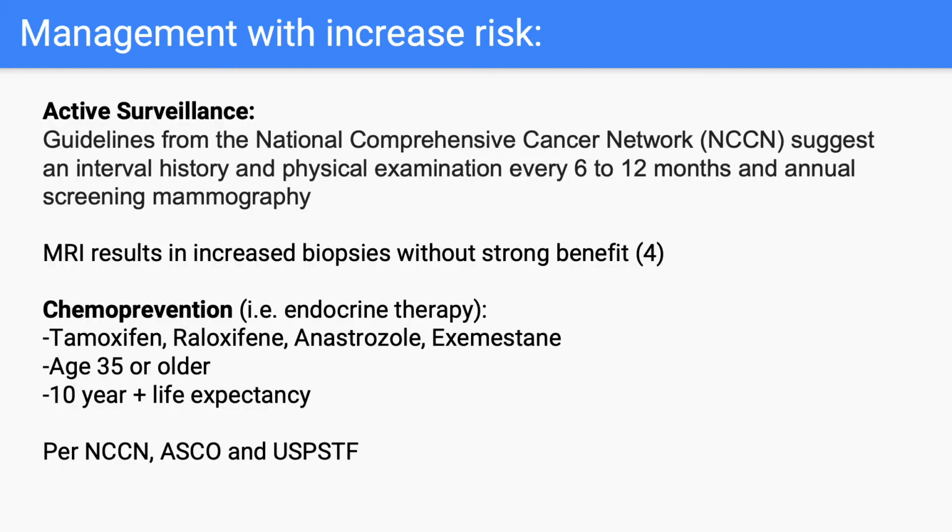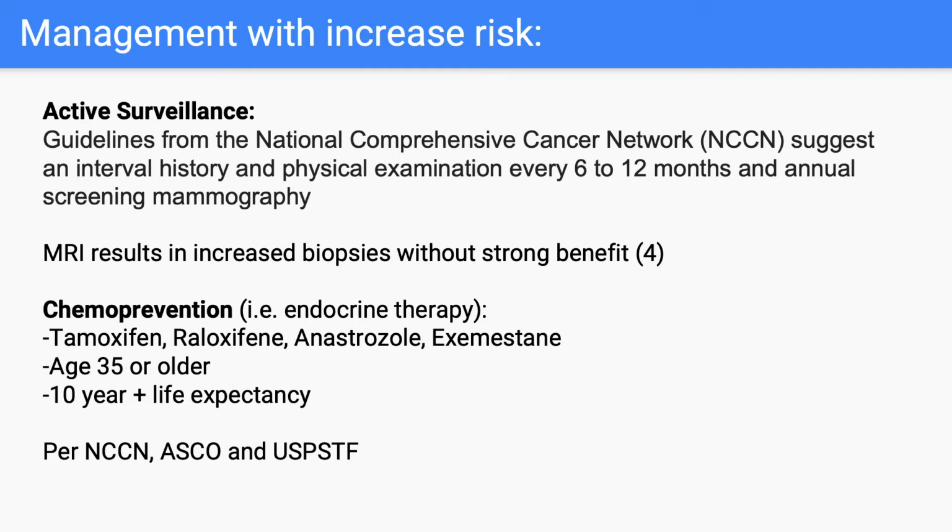Now, how do we manage our patient that now has an increased risk of breast cancer in the future? We do active surveillance and chemo prevention. Active surveillance includes an interval history and physical every 6 to 12 months and an annual screening mammography. We have found that MRI results in increased biopsies without a strong benefit and therefore do not recommend them.